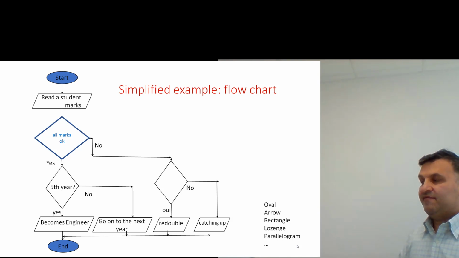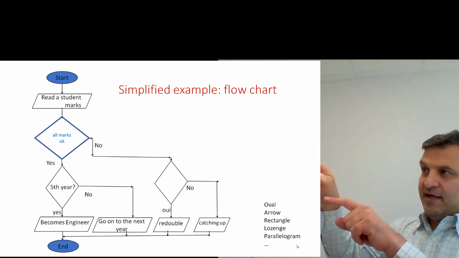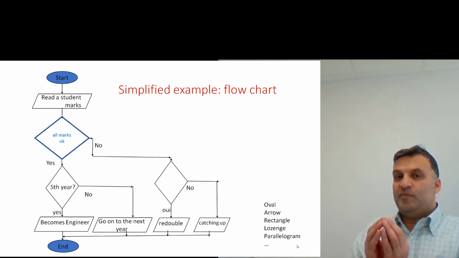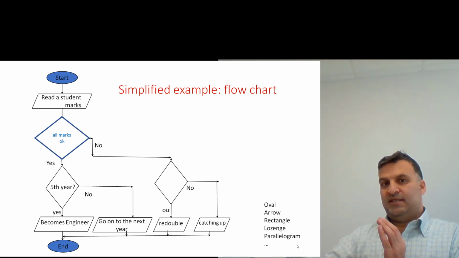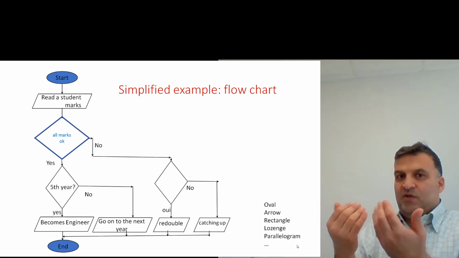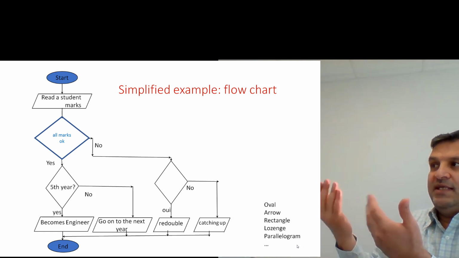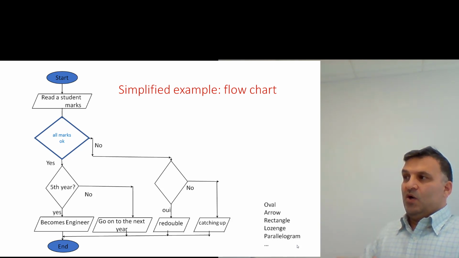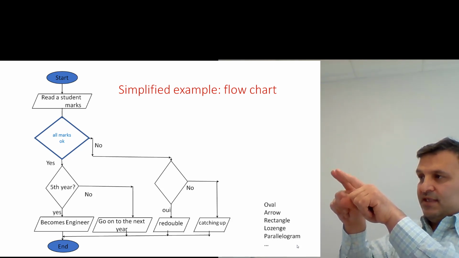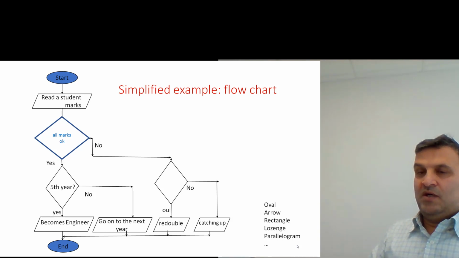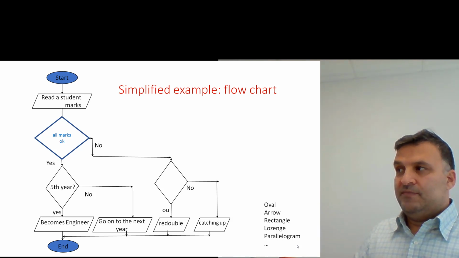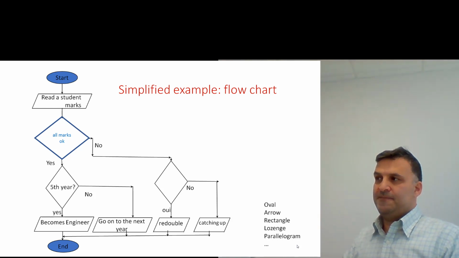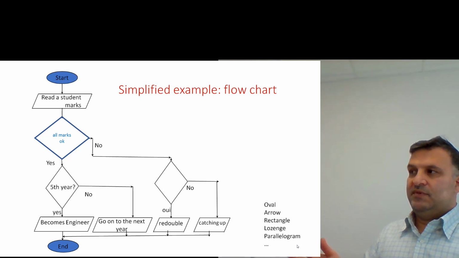So after the start, we have a parallelogram. It means that our algorithm will communicate with the outside environment to get something in order to be calculated. So, read student marks. We can read all the marks of one student, and we have the lozenge to represent a condition. If all the marks are okay, there are two outputs of this box: all marks okay, yes or no.